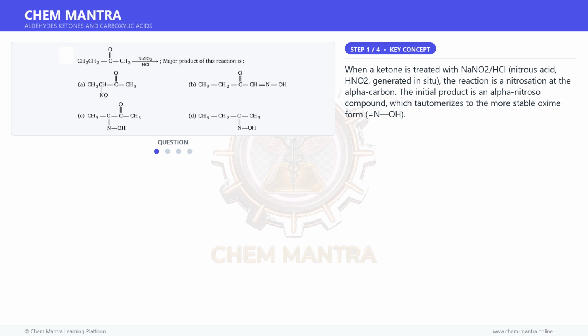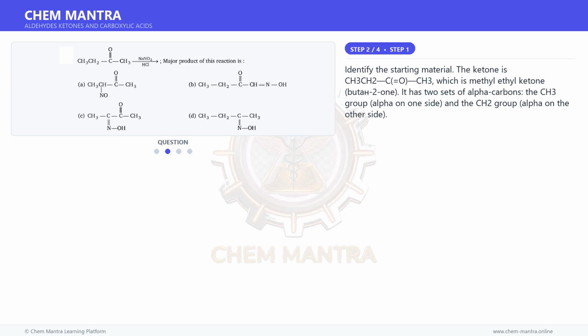When a ketone is treated with NaNO2/HCl, nitrous acid, HNO2, generated in situ, the reaction is a nitrosation at the alpha carbon. The initial product is an alpha-nitroso compound, which tautomerizes to the more stable oxime form, C=NOH. Moving on to the next step.